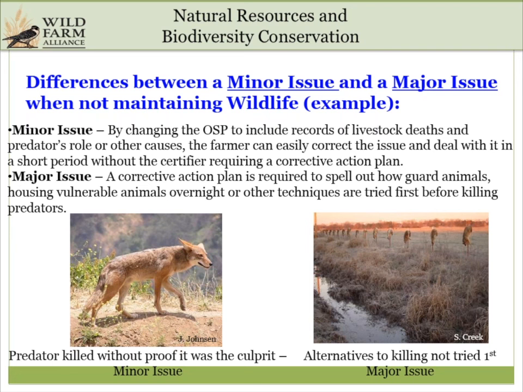You could tell by the different way an animal is killed if it is killed by a mountain lion, for instance. So keeping track of that is all part of the process of managing wildlife and coexisting with them. Whereas this major issue, where the operator just kills every coyote that's out there, is not working for organic systems, and a corrective action plan will be required to spell out how the producer will use guard animals or put vulnerable animals in overnight, or other techniques that they will try before they kill predators.